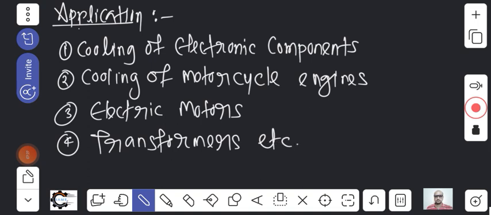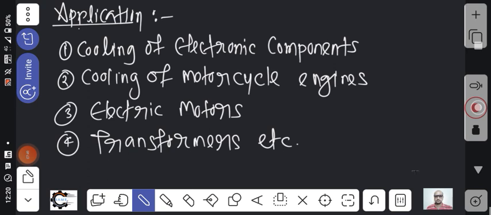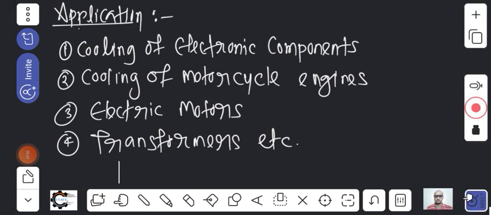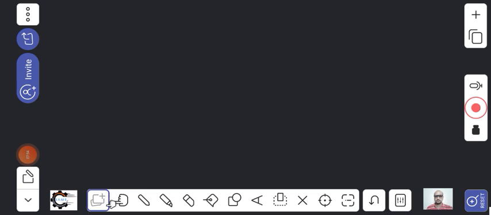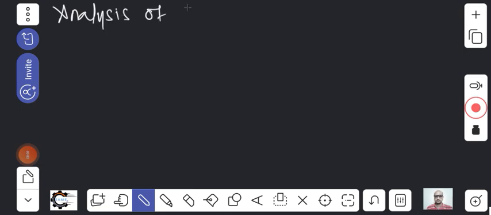And there are different types of fins, like straight fin with uniform cross section, straight fin with non-uniform cross section, right, the annular fin. There are many types of fins used, right? So now we'll see the analysis of these fins. Now the next part, the analysis of fins.